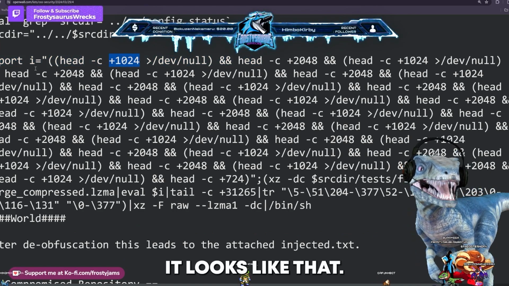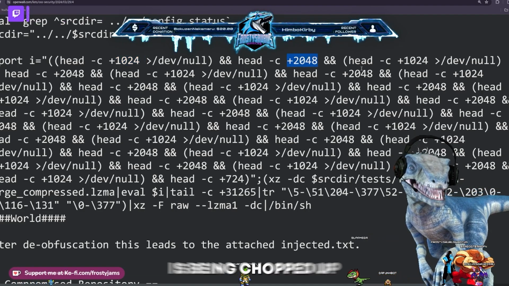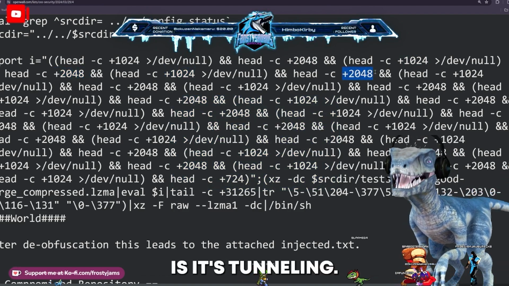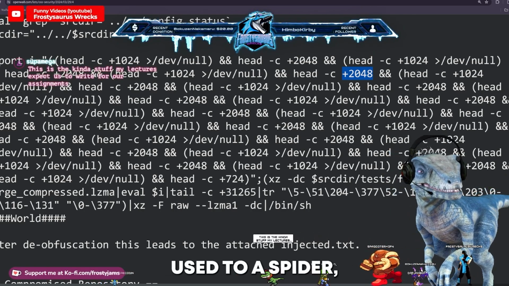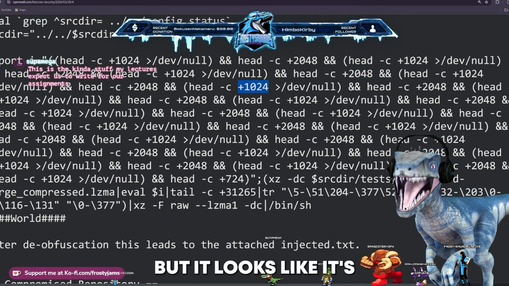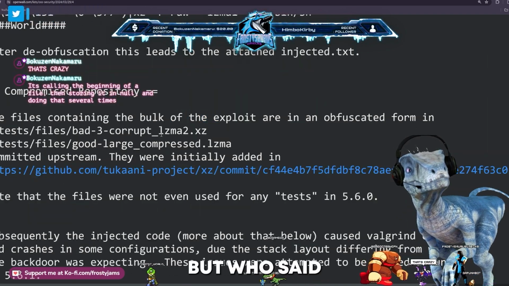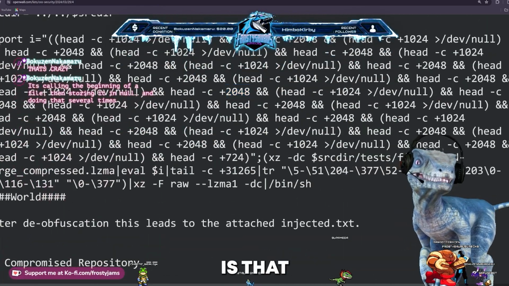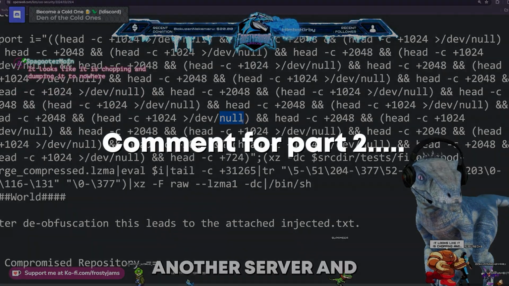It looks like, and this is how I think it didn't get caught, this input stream is being chopped up bit by bit, dude. I think what's happening is it's tunneling. It's chopping up this input stream, kind of like what you're used to, Spagooter, but it looks like it's sending this elsewhere. But yeah, it's chopping up the stream, dude. Boku said it's calling the beginning of a file, then storing it in null, and doing that several times. And I think where it's storing in null isn't actually null. I think that's tunneling to another server, and they're stealing data.